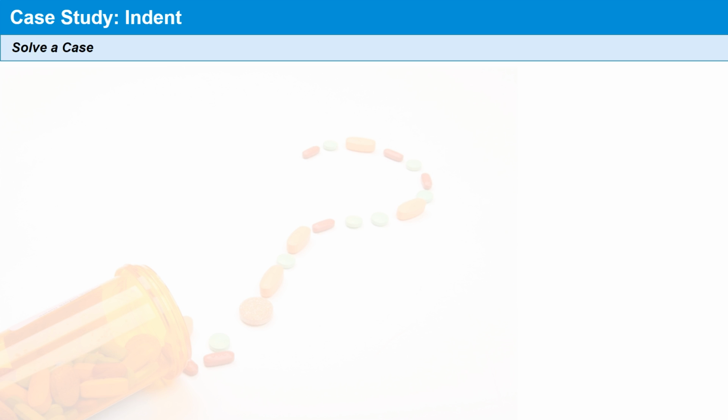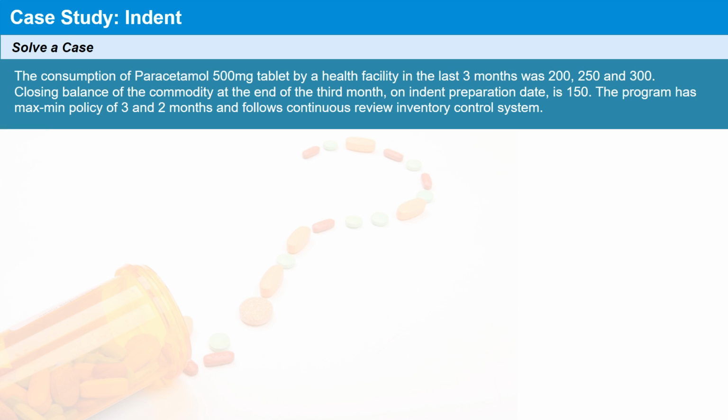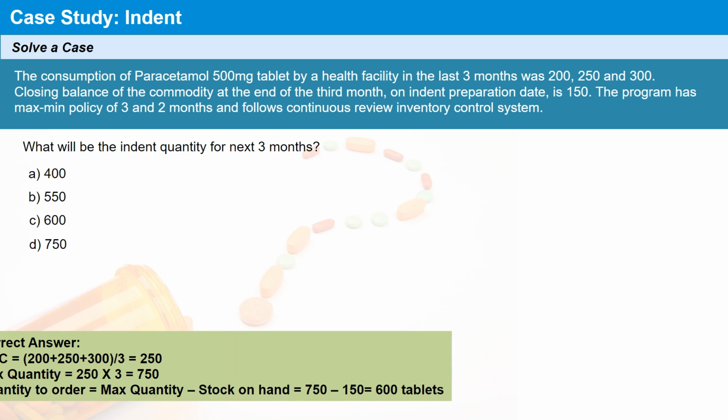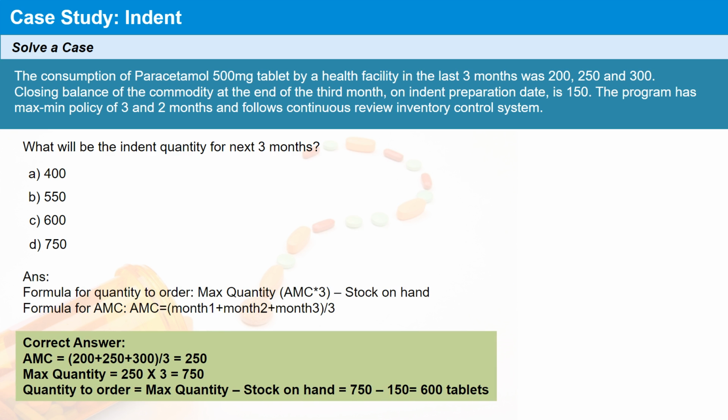Let's now solve another case. The distribution of tablet X by a health facility in the last 3 months was 200, 250 and 300. Closing balance of tablet X is 150 on indent preparation date. Now please calculate the indent quantity for the next 3 months. The options are provided for you on the screen. The correct answer is 600. On the screen, you can see how we calculated the result.